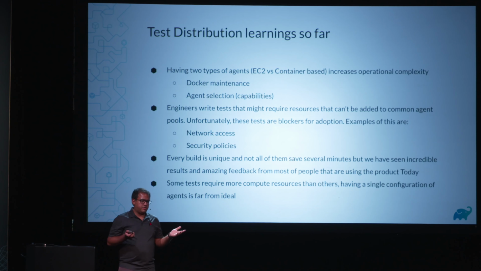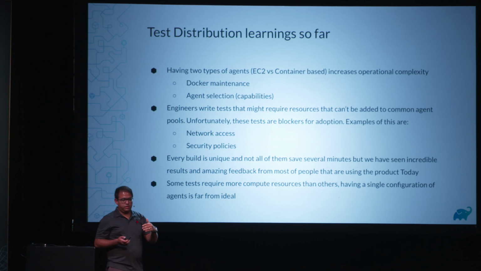And some tests might require more compute resources. We have projects that load data in memory on the Java heap. Those are more suitable for something like, OK, I need an agent with 16 gigs of RAM, versus a small one that might just require 4 gigs of RAM, and that's it. So we need to get better at compute resource usage.